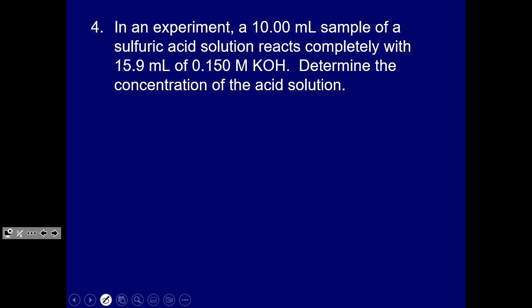So this is a little bit of a preview to what we will be doing in the next part of the unit on acids and bases. This is, again, a neutralization reaction. And we've already done one like this where it says determine the concentration, which means we're going to be looking for a C equals N over V.